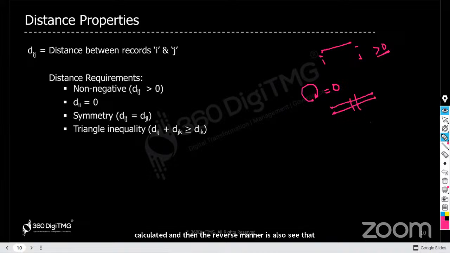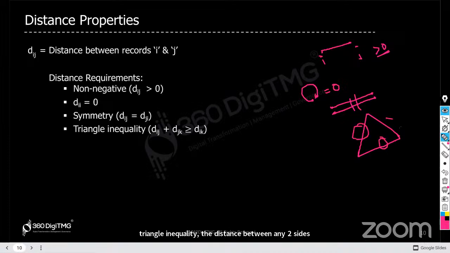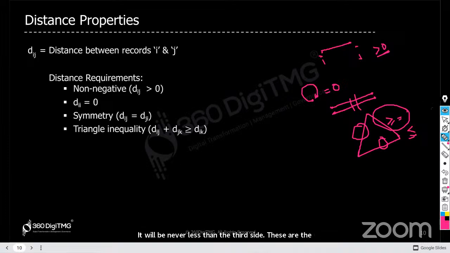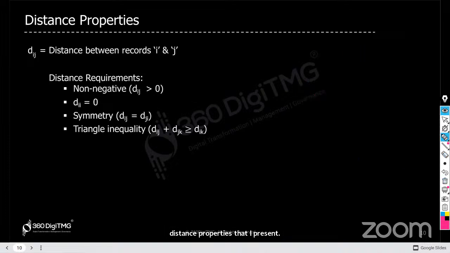And when we go for the last property that we have, the triangle inequality, the sum of the distances between any two sides of a triangle will always be greater than or equal to the third side. It will never be less than the third side. These are the distance properties that are present. Okay, so we will see the use case if we have any use case provided here.